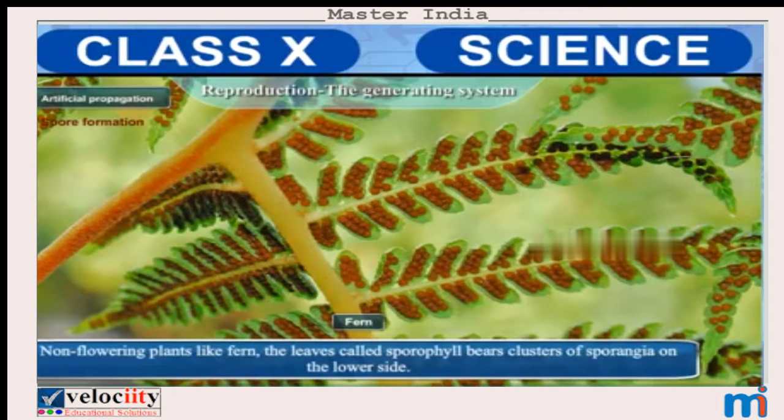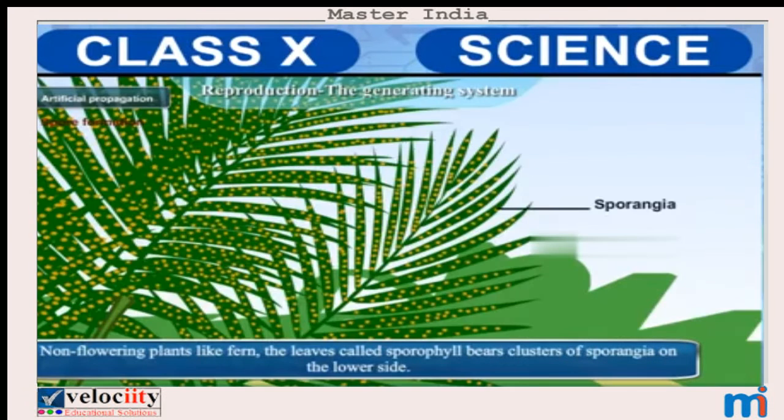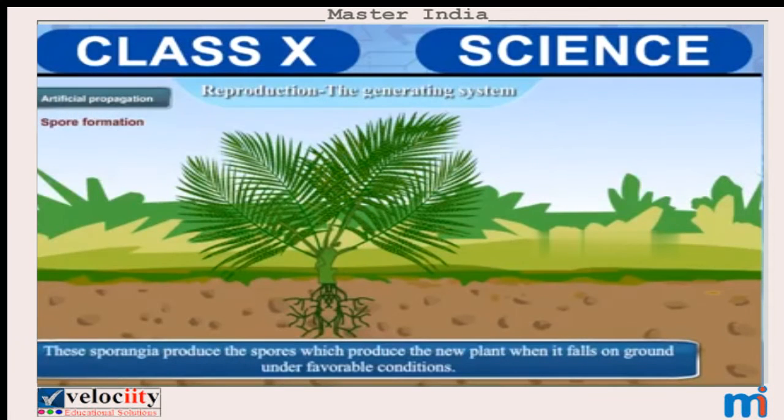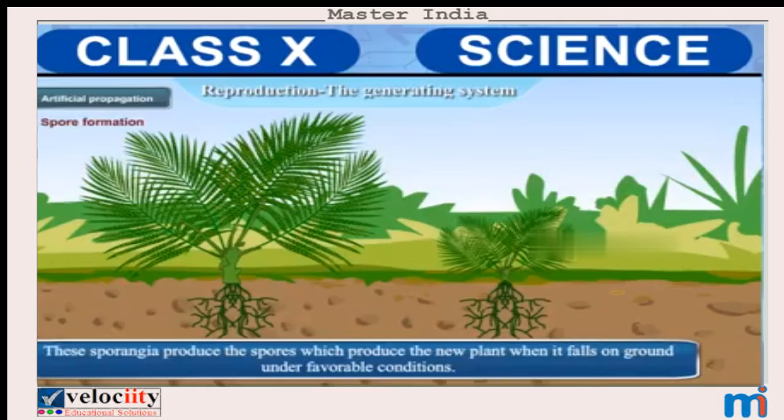In non-flowering plants like fern, the leaves, called sporophylls, bear clusters of sporangia on the lower side. These sporangia produce the spores, which produce a new plant when they fall on the ground under favorable conditions.